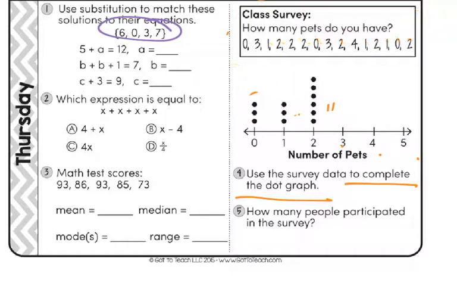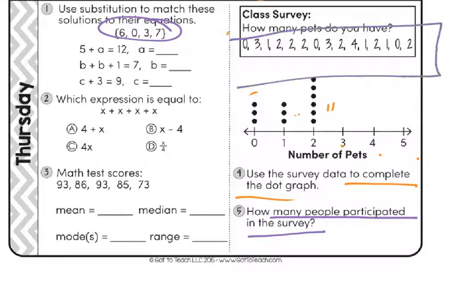And then we need to find out how many people participated. How many people participated in the survey? So how many total people did they ask?